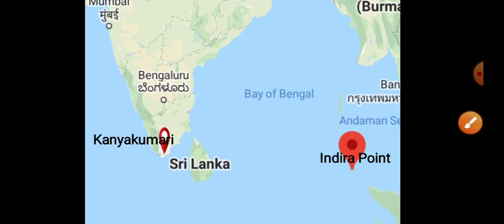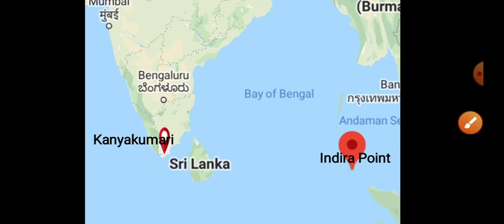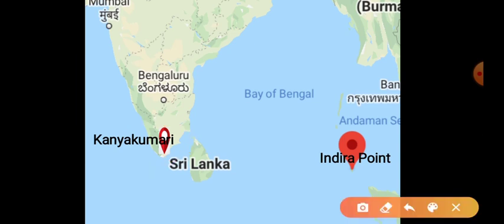If the question is, what is the southernmost point of the mainland of India, then your answer will be Kanya Kumari, which is located in Tamil Nadu, and Kanyakumari is also known by the name Cape Comorin. Now the Indira Point. Indira Point is located in the Nicobar Islands.